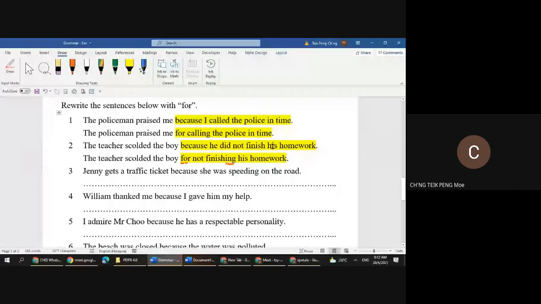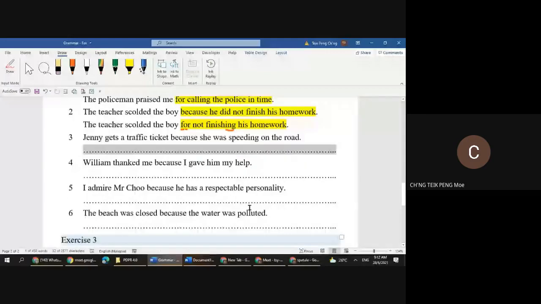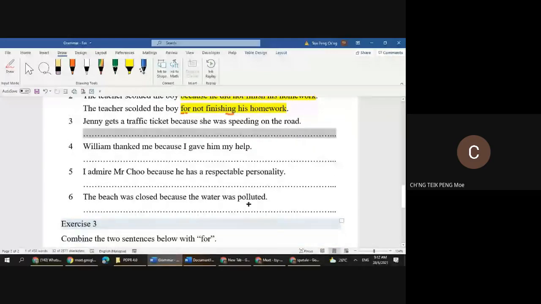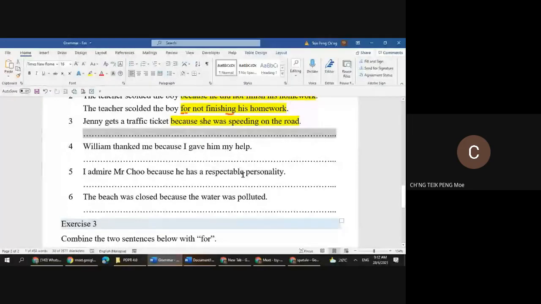Okay, number 3. Jenny gets a traffic ticket because she was speeding on the road. A traffic ticket maksudnya saman lah, saman traffic. Tiket kat sini bukan tiket untuk cinema ke apa ya. Tiket kat sini maksudnya saman. So again, because she was speeding on the road is the reason, sebab dia dapat saman. So this is how you should write the sentence. Jenny gets a traffic ticket for speeding on the road. Sebab dia speeding on the road.